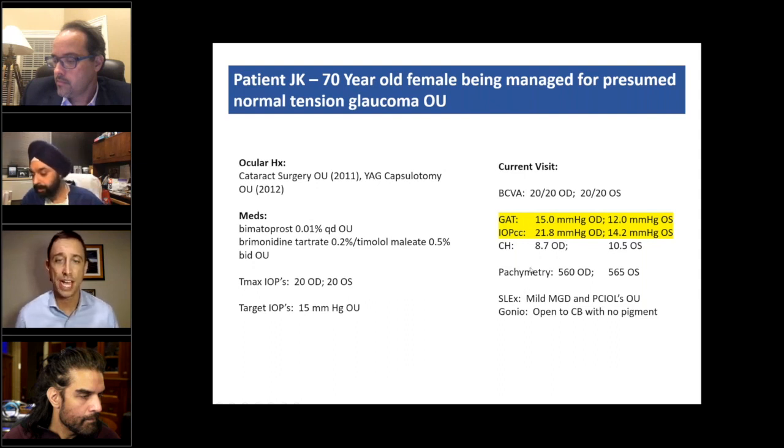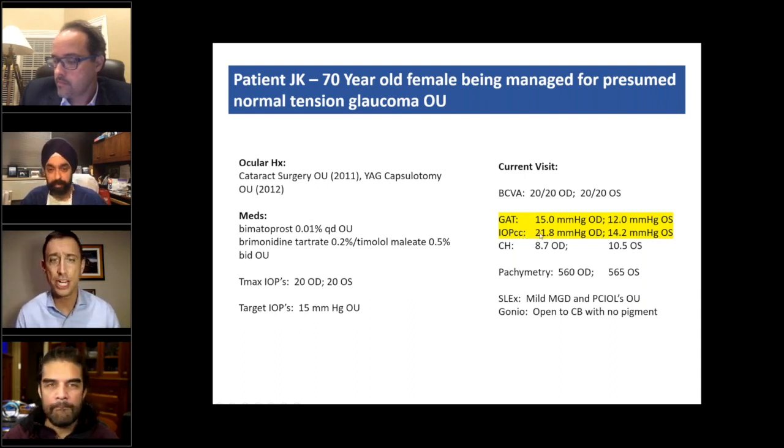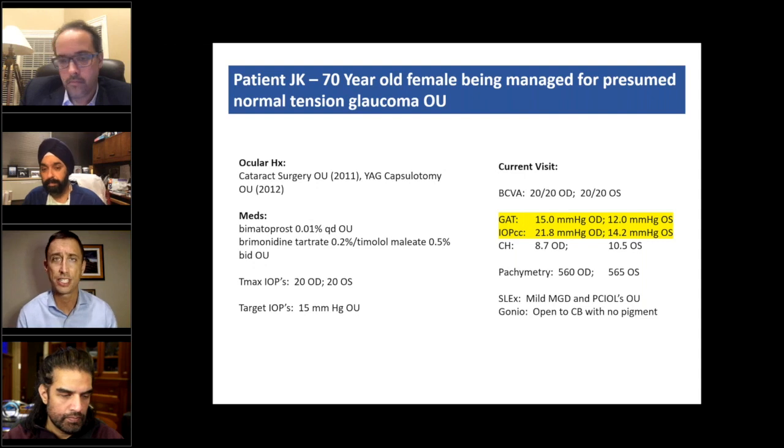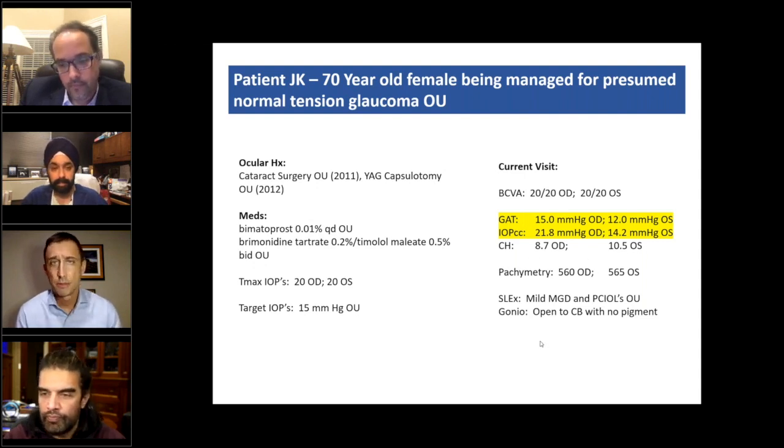I got 15 in the right eye and 12 in the left eye, and then with the ocular response analyzer spitting out some other really nice information, the IOP-CC was reading 21.8 in that right eye, 14.2 in the left eye, and then you can see the hysteresis as well, 8.7 in the right, 10.5 in the left. Pachymetry normal, maybe on the thicker side, and then everything else really pretty normal in this patient.